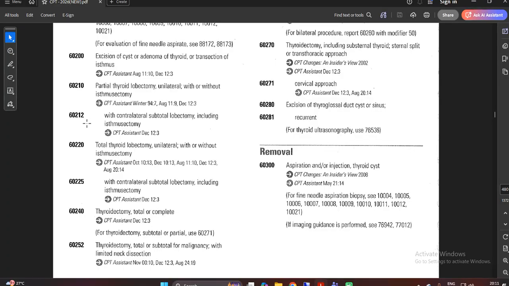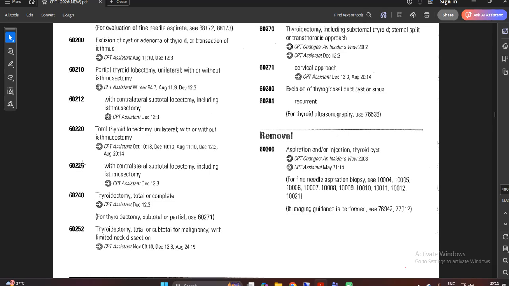Okay. So here for 60212, the patient must and should have an isthmusectomy performed. Then only you can code 60212. Okay. So clear? Yes, sir. Clear. Okay, cool.